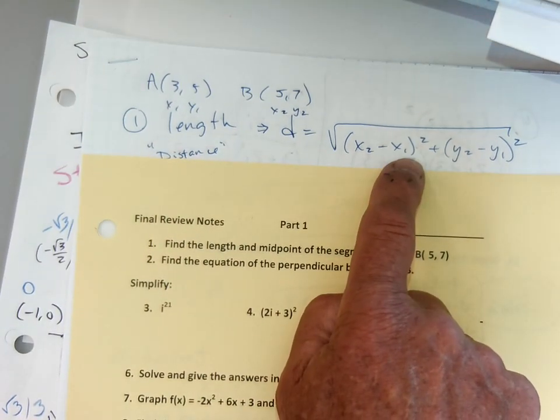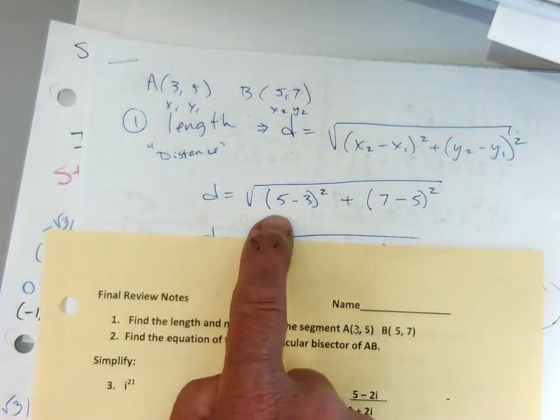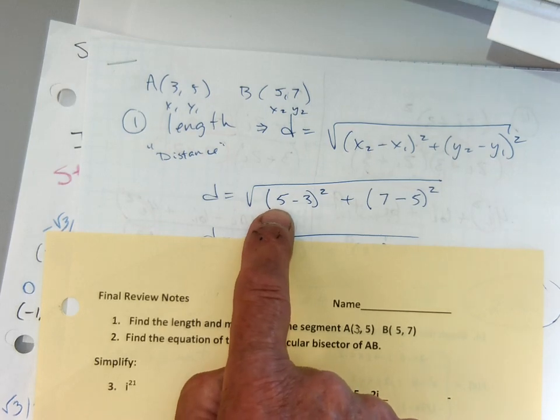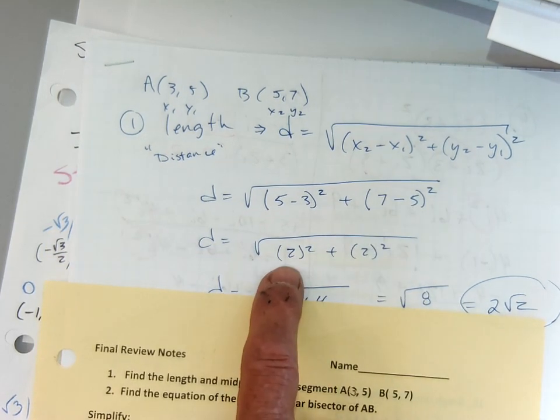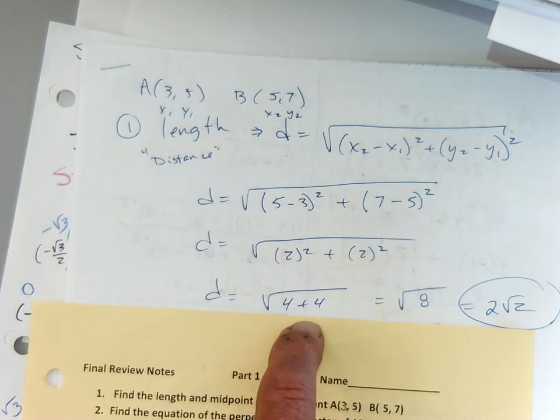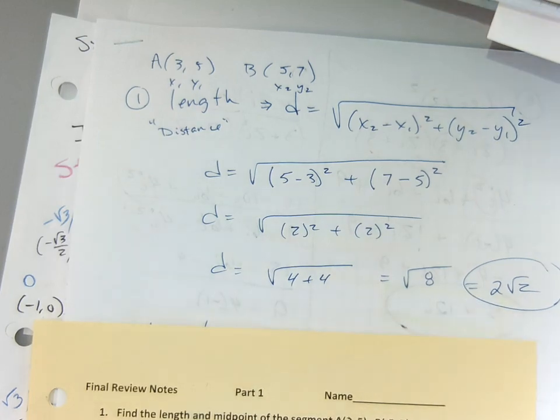(x2 minus x1) quantity squared. So I just plugged the points into the formula. That's all I did. And I got (5 minus 3) quantity squared plus (7 minus 2) quantity squared. 2 squared plus 2 squared makes 4 plus 4 is 8. Square root of 8 is the length, which is 2 square root of 2, or a decimal.